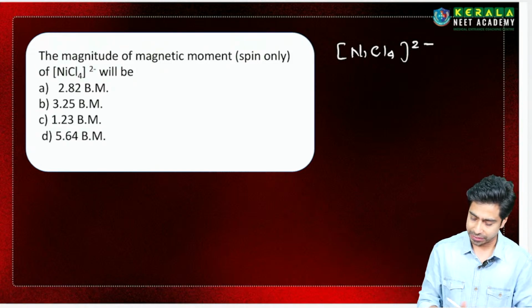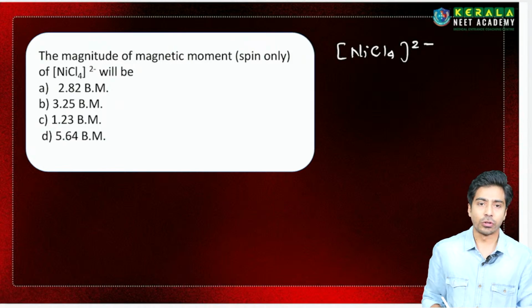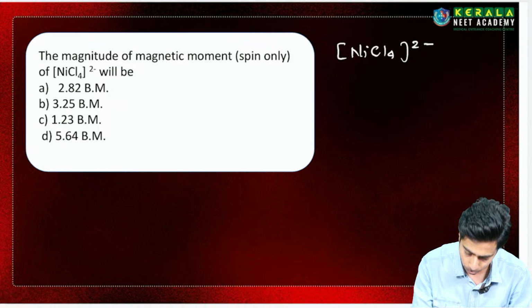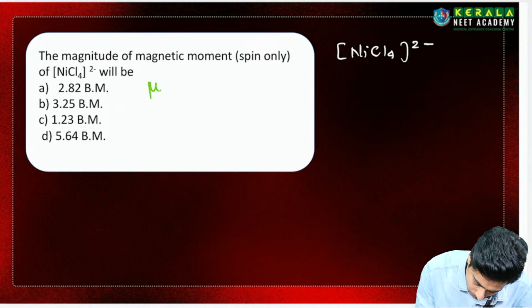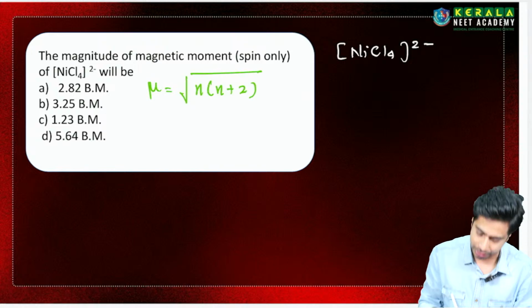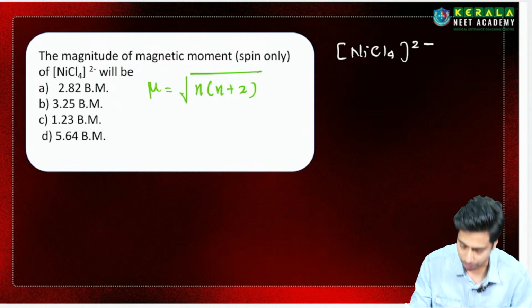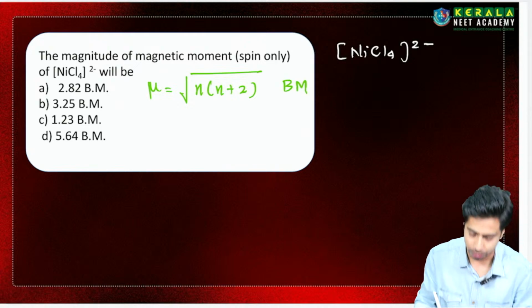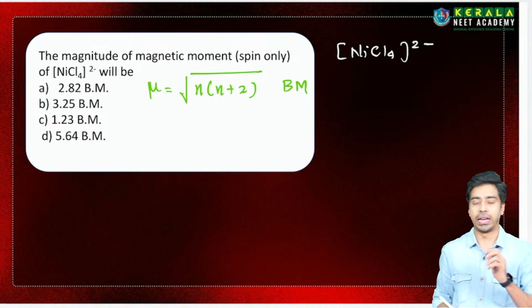Okay, NiCl4 2 minus. To calculate the magnetic moment we have a formula. Now what is the formula? Mu is equal to root of n into n plus 2 Bohr magneton, where n is the number of unpaired electrons.